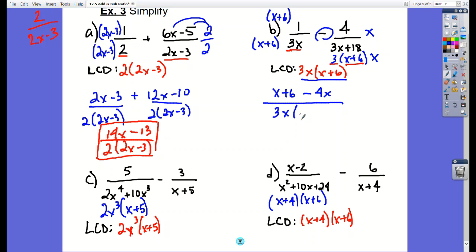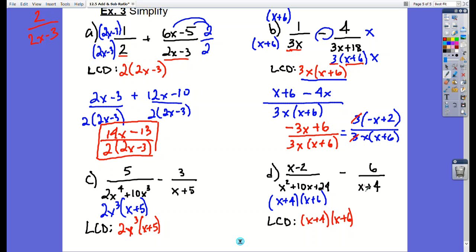3x times x plus 6. And now we will combine like terms. It looks like we're going to get a negative 3x plus 6 over 3x times x plus 6. Okay? And we always check to see if we can simplify. Is this a problem that we can simplify? Yeah. Actually it is. If you factor out a 3 here, the top will become a 3 times negative x plus 2 over 3x times x plus 6.